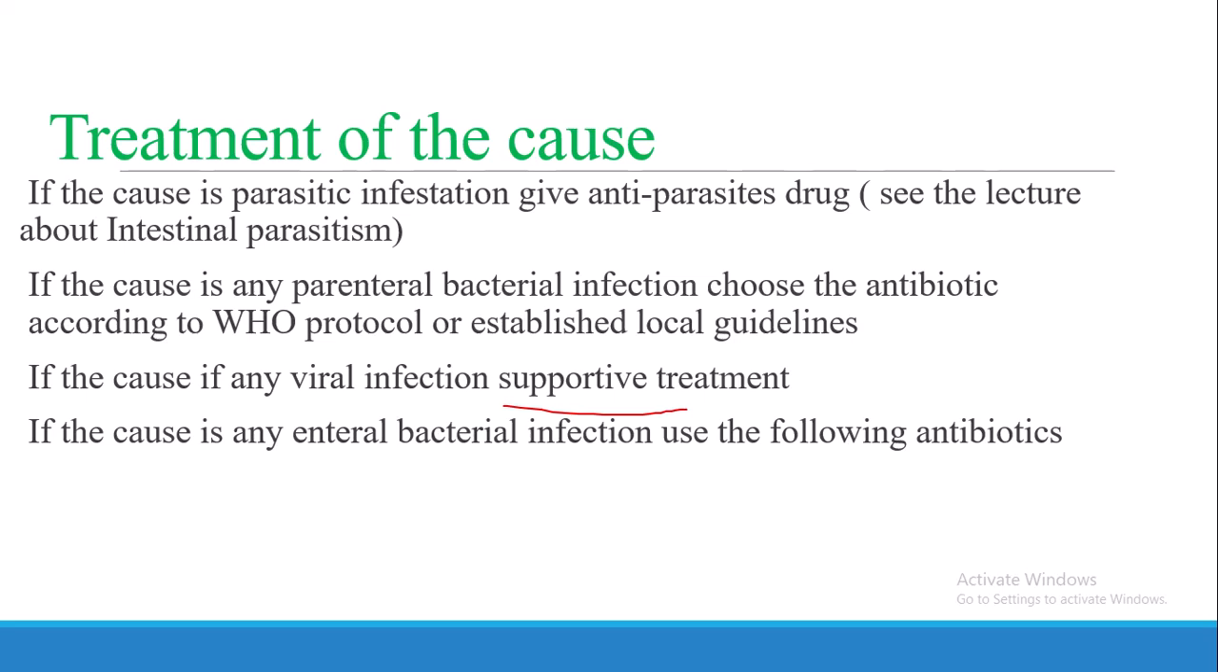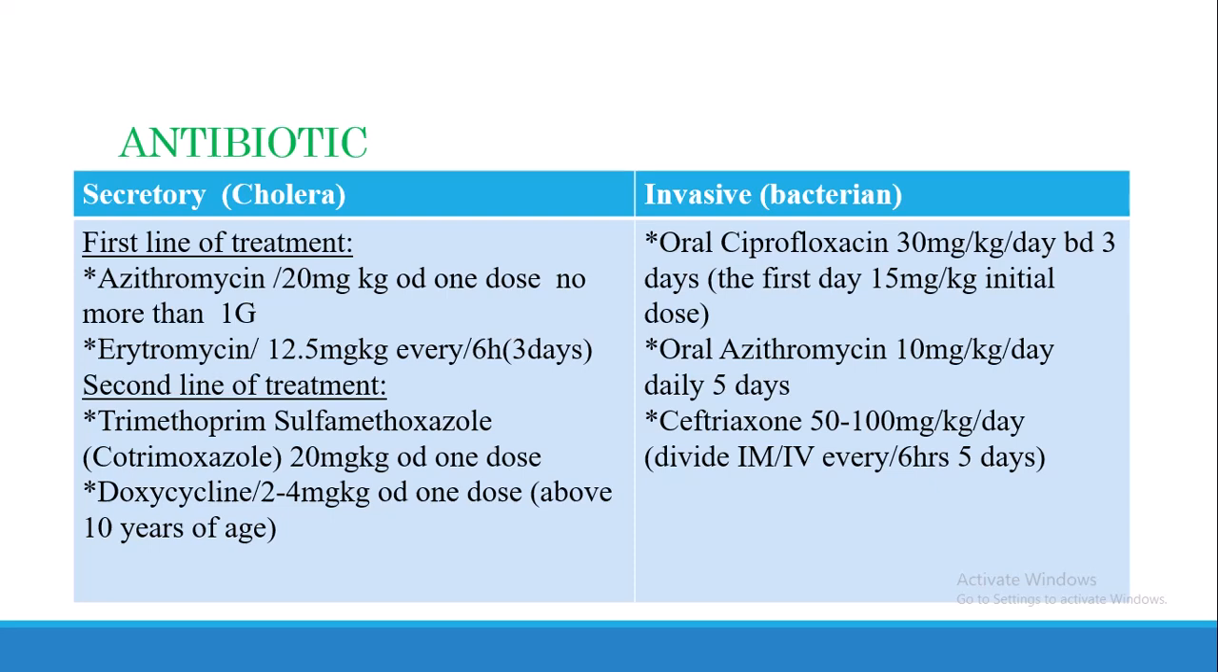If the cause is any enterobacterial infection, use the following antibiotics. For cholera, the first line, you can have azithromycin or erythromycin. The second line, you can have cotrimoxazole or doxycycline. For invasive, you can give oral ciprofloxacin, oral azithromycin, and our broad spectrum antibiotic ceftriaxone is always there. You can give it at 50 to 100 milligrams per kg per day.